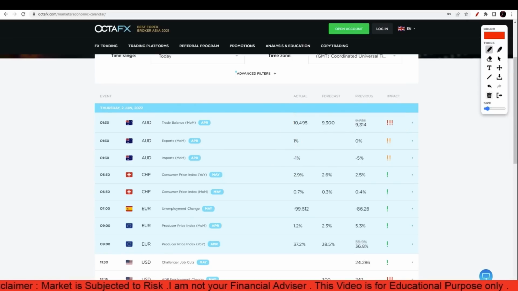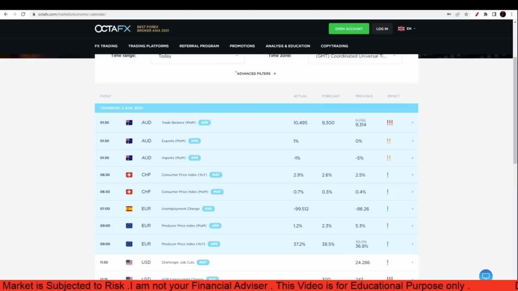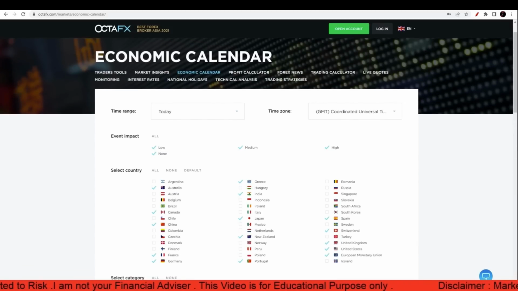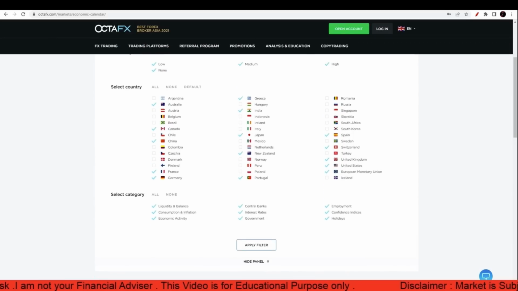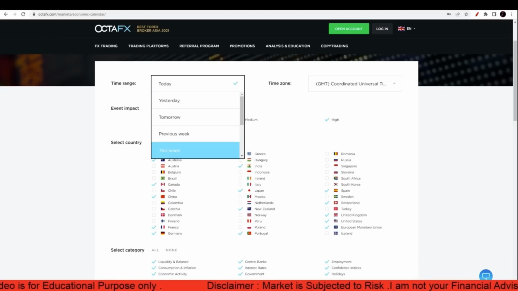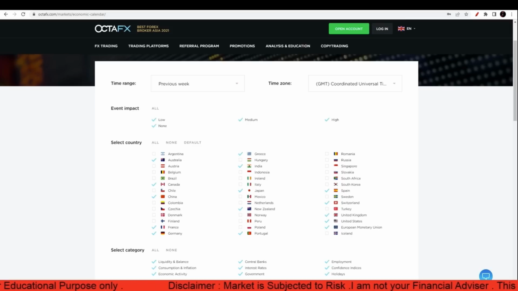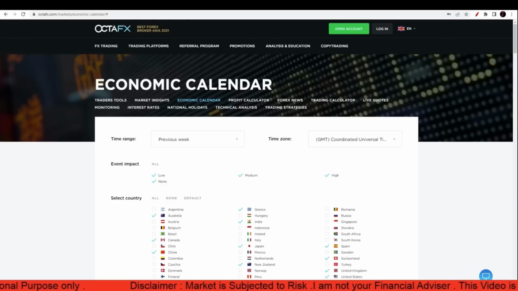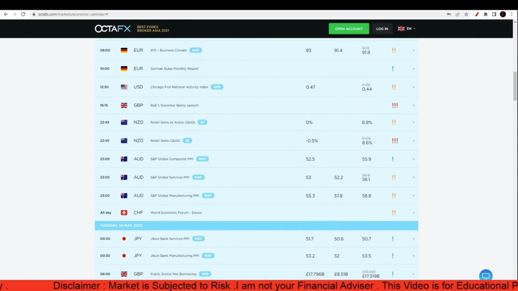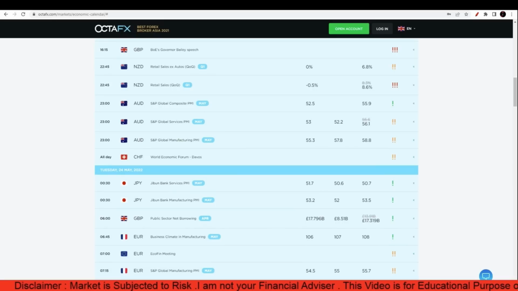If any event is coming, you can decide whether to enter the trade or avoid it. There are advanced filters here. These are the countries; the selected countries are given. If you want India, you can tick mark India here. There are a lot of time zones too. If you want to see what happened in the previous week, just press previous week and put in the filter. You can analyze what happened last week and what's coming in.